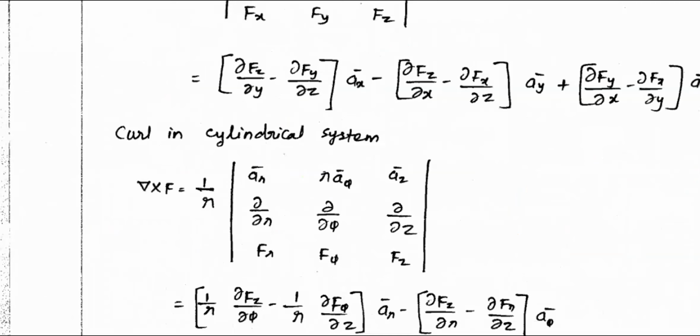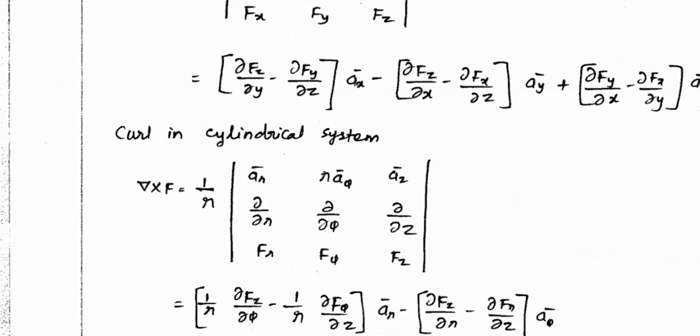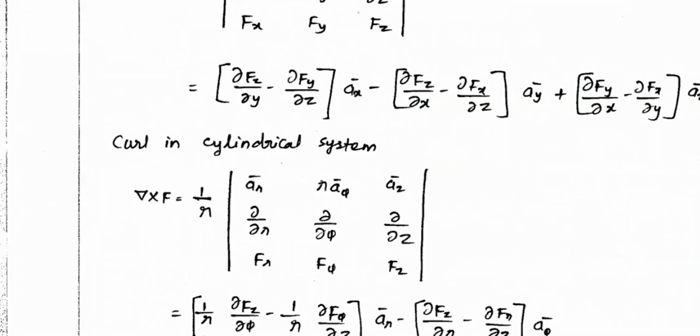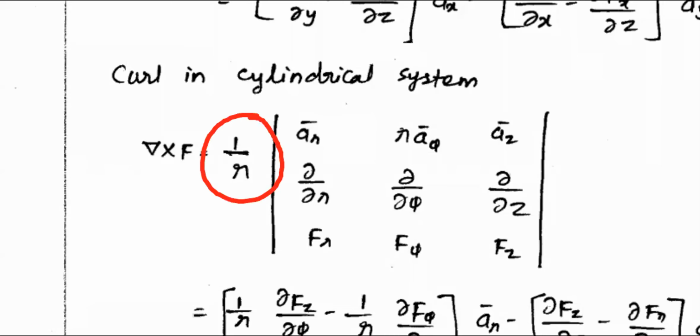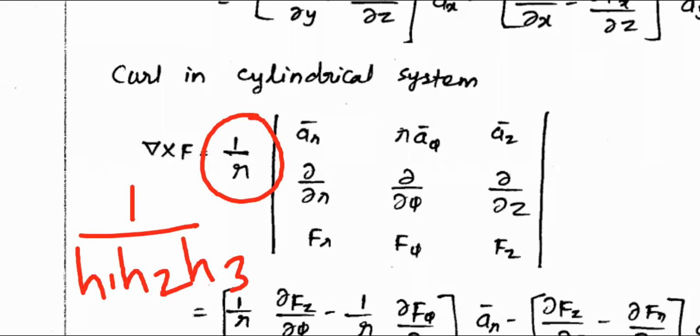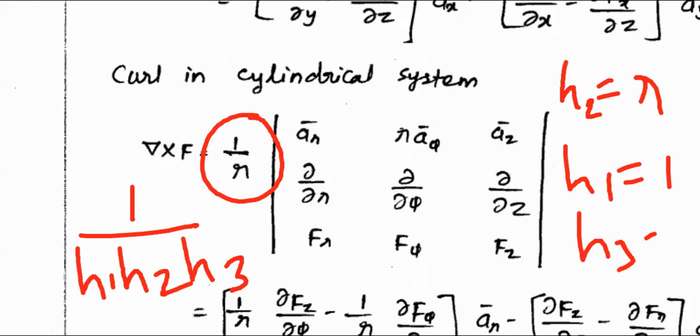See clearly what will come here. To calculate the curl in the cylindrical coordinate system, they are putting some factor. What is that factor in general? In general you remember this as 1 by h1 h2 h3. In a cylindrical coordinate system, h2 is equal to r, and the remaining ones are 1 only. h1 is 1, h3 is also 1. Once you multiply all this, you will get this 1 by r.